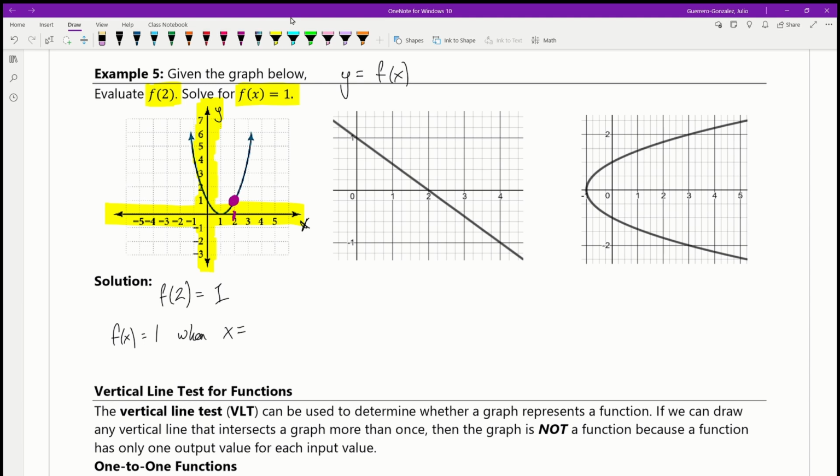So I'm going to go ahead and erase this purple point. I'm going to use green here. So you guys see 1? What are the x values that do it? Now I'm going to switch back to my purple. There's 1 here and 1 here. You guys see that? So the two x values that give me my output of 1 are either 2 or 0. Both of these are perfectly valid answers.